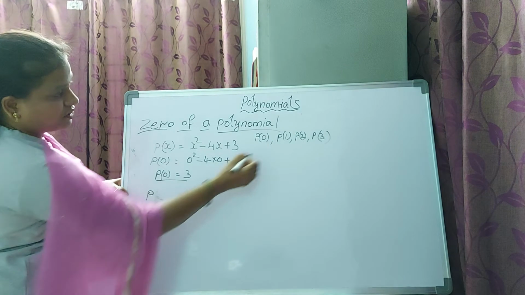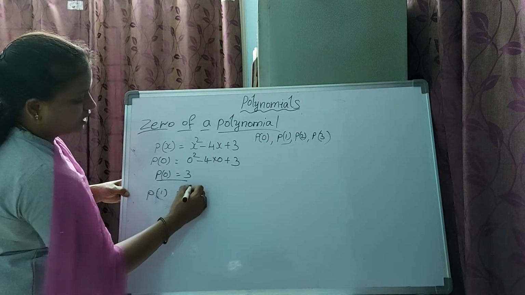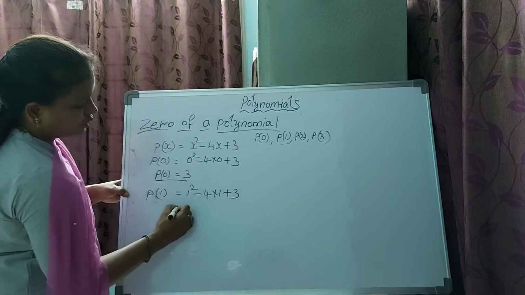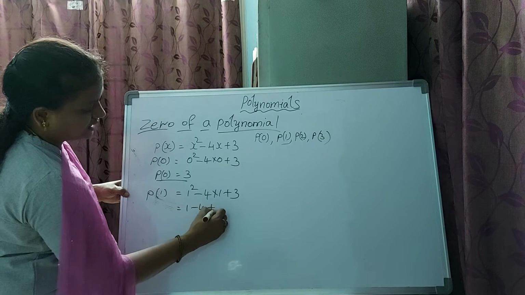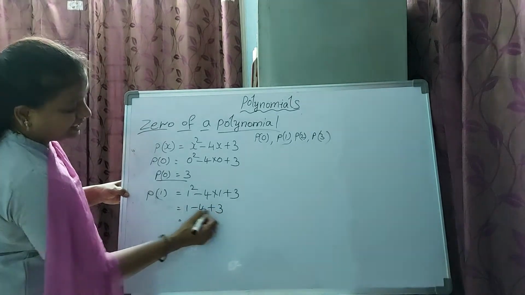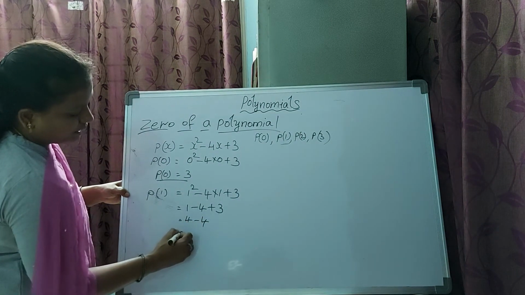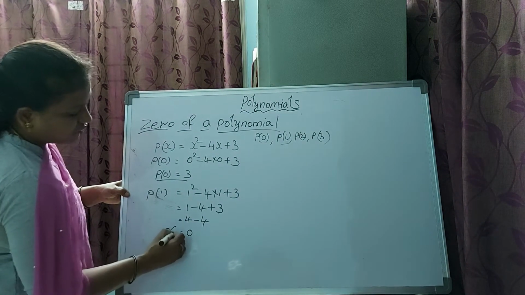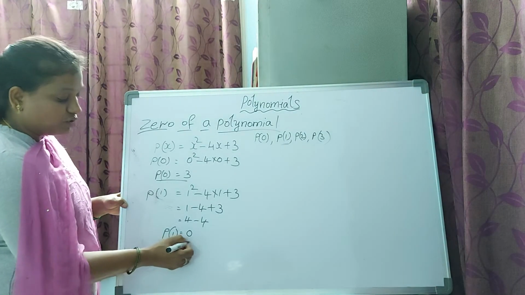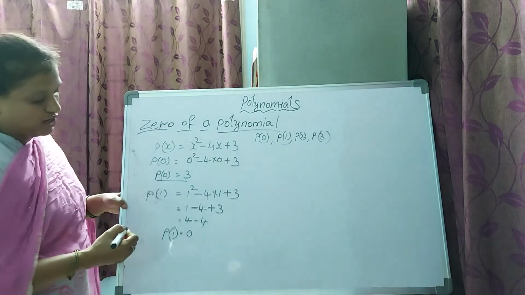Next, take P of 1. 1 square minus 4 into 1 plus 3. So 1 minus 4 plus 3: 1 plus 3 is 4, 4 minus 4. So it becomes 0. P of 1 is equal to 0. When the value becomes 0, then this x value is known as a zero of a polynomial.